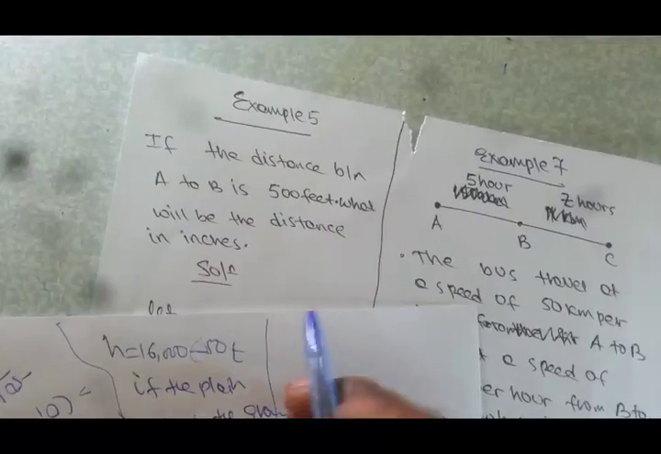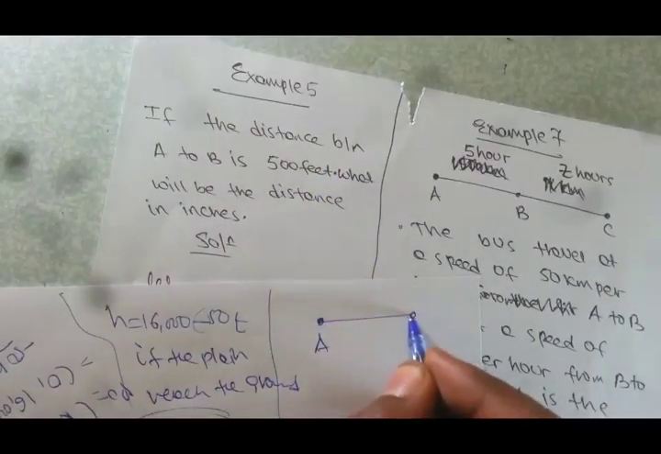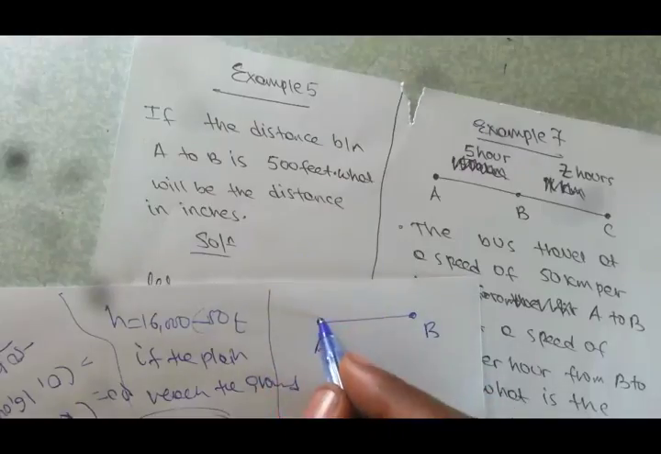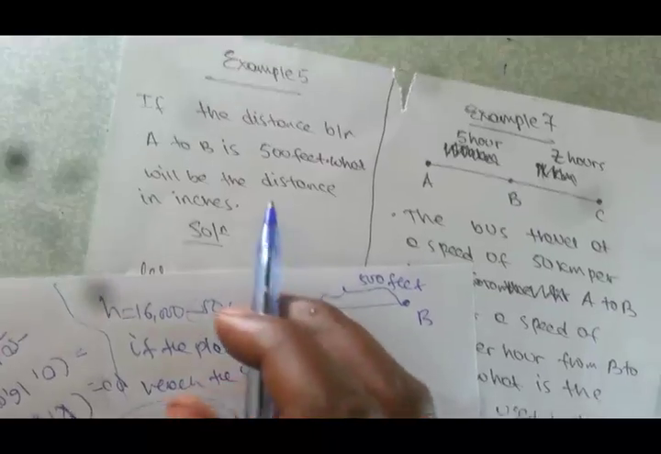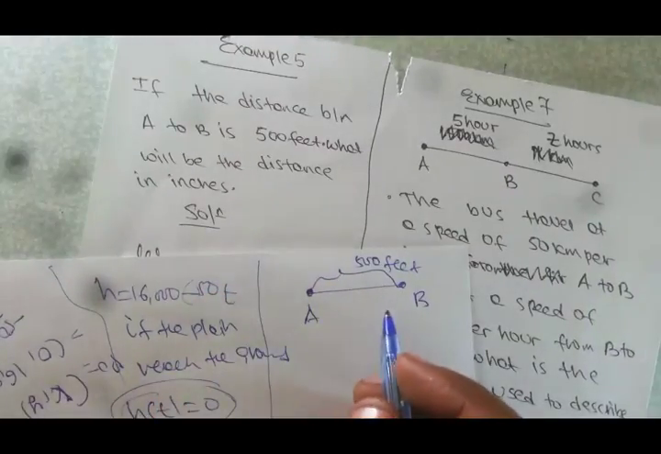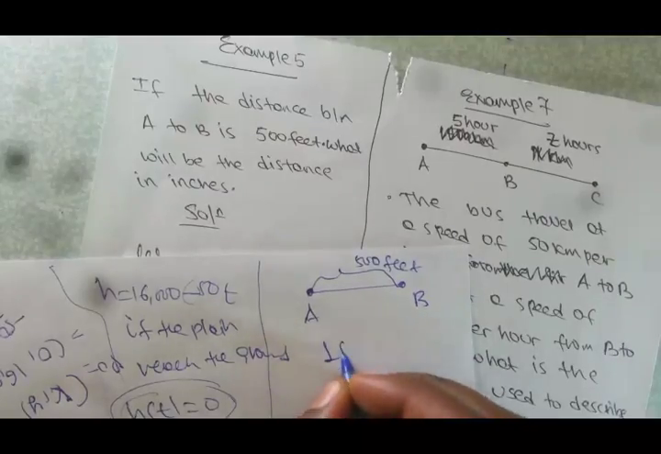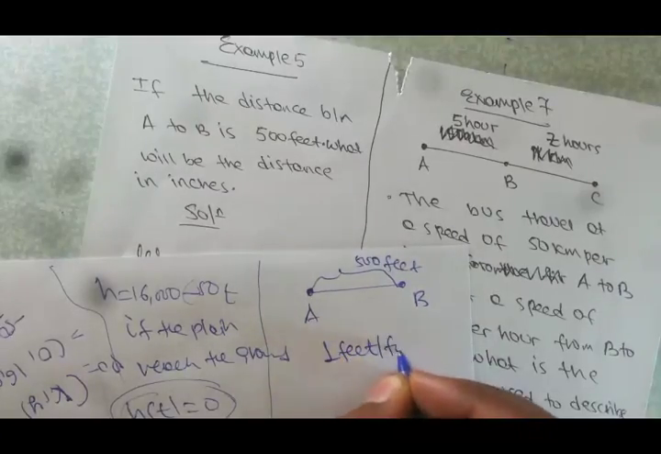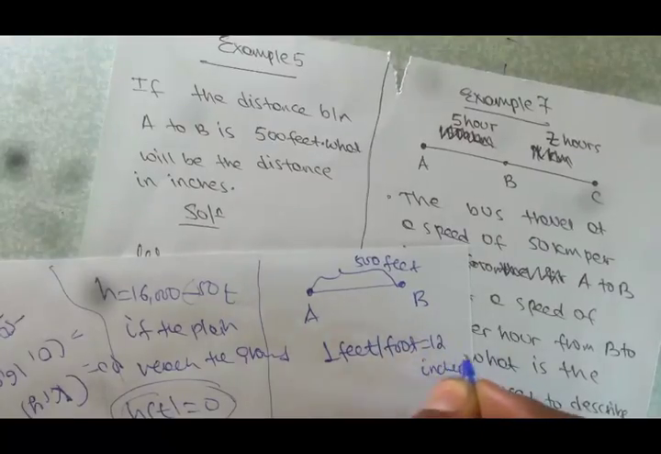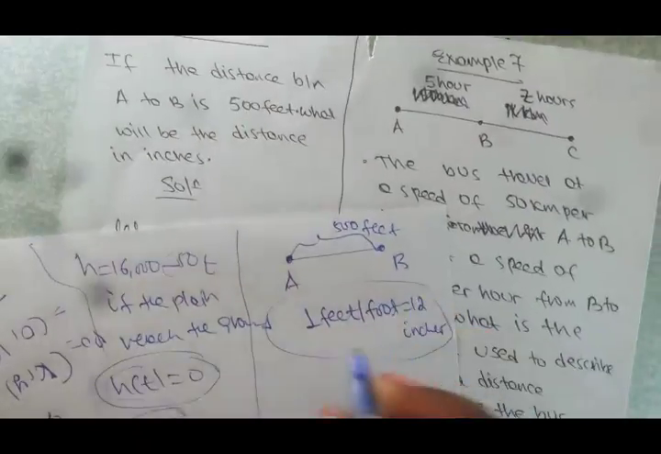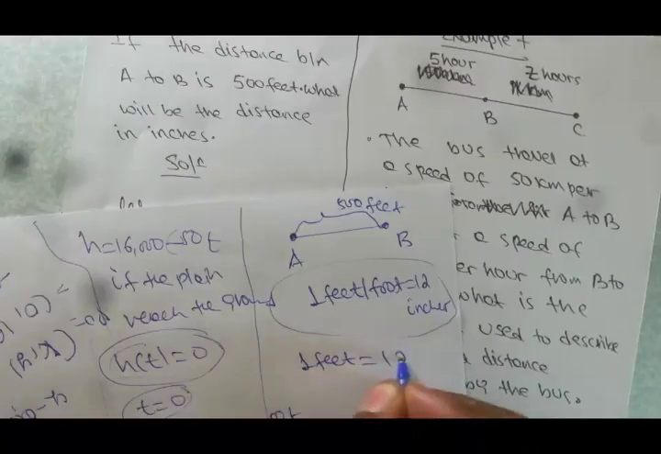And example 5 is given. If the distance between 2 points, let's say this is point A and this is point B, is 500 feet, we are asked what will be the distance in inches. Whenever you find this type of problem, you have to use unit conversion. That means 1 foot is always equal to 12 inches. It may be given or it may not be given on your exam, so you have to remember that 1 foot is always 12 inches.